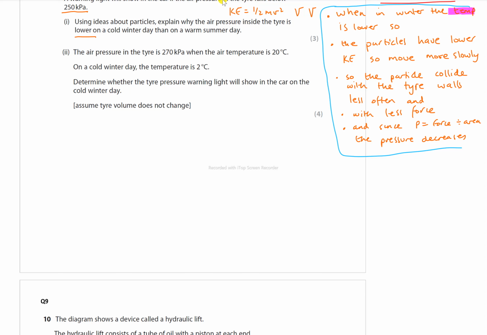there's a lower temperature, so the particles have a lower, oh my god, am I doing that? Yes, I am. Let's not do that because we're professionals.